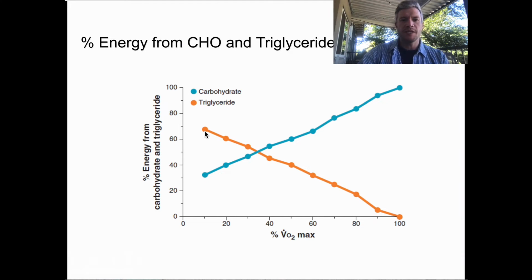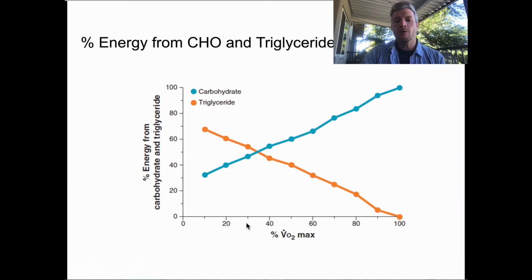Okay, so here we'll see that at rest, roughly 1/3 comes from carbohydrates and 2/3 comes from triglycerides or free fatty acids, as we spoke about before. Then we have this little crossover point at roughly 35% of our VO2 max, where all of a sudden we start hitting aerobic activity, and our intensity is such that we start seeing an increase in carbohydrate use.